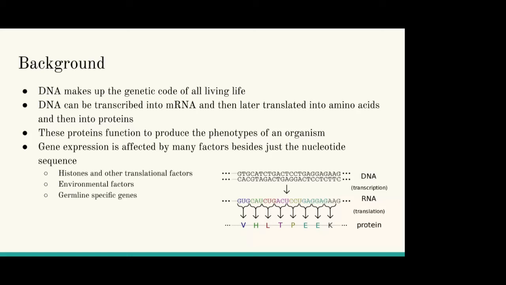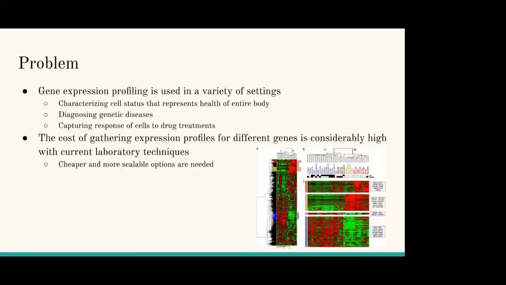So gene expression, the final result, is affected by several factors besides just the DNA nucleotide sequence. But looking at the nucleotide sequence usually provides a pretty good prediction for what eventually the phenotype will be. But at the same time, current techniques are limited by the fact that they can only look at the nucleotide sequence and not look at other factors.